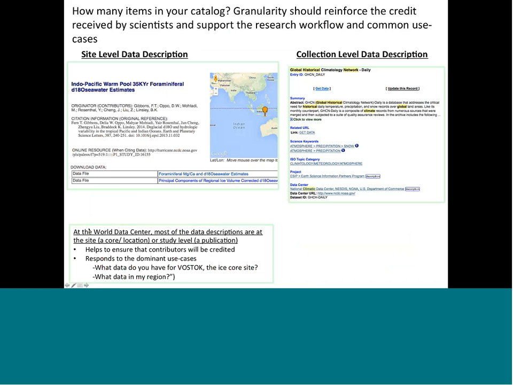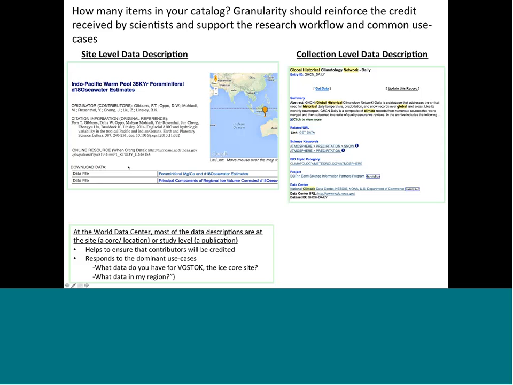One of the other issues in developing a catalog is at what level to identify items, or in other words, at what level to make the catalog entry. On the left here is a site level catalog entry for the Indo-Pacific warm pool seawater 018 estimates. In general, the data archived at the World Data Center are at this site level. In other words, one data set description refers to a single site or a group of sites associated with a publication. On the right is an example of a collection level data set description from the NASA Global Change Master Directory.